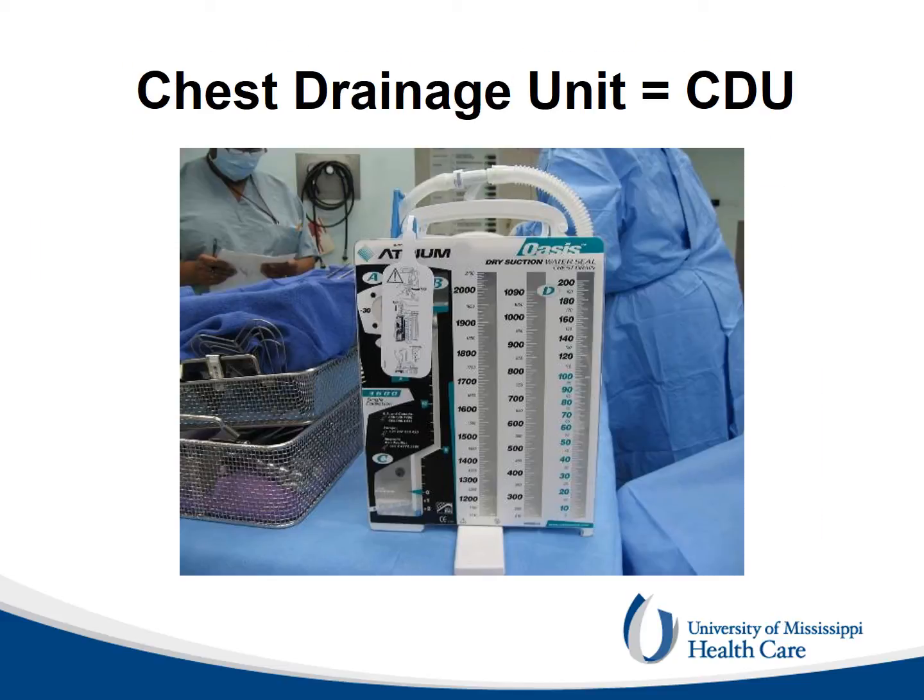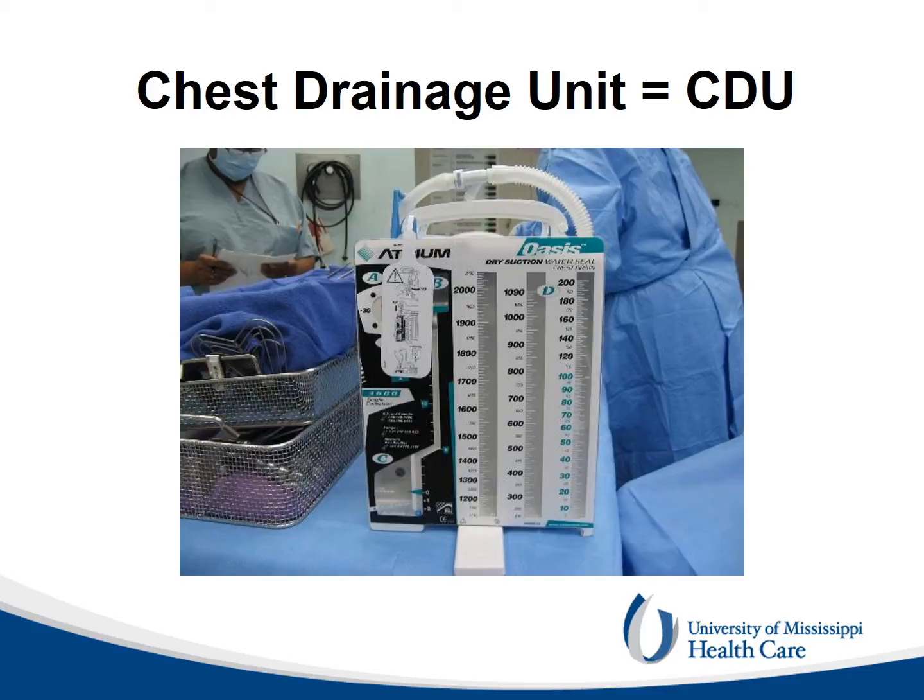The CDU comes in a sterile package that can be opened on the operating table. The dry suction type CDU is shown in the picture. It has on the right 3 graduated columns or communicating collecting chambers which receive the drainage from the patient. Up to 2000 milliliters of fluid can be collected before the unit needs to be replaced.